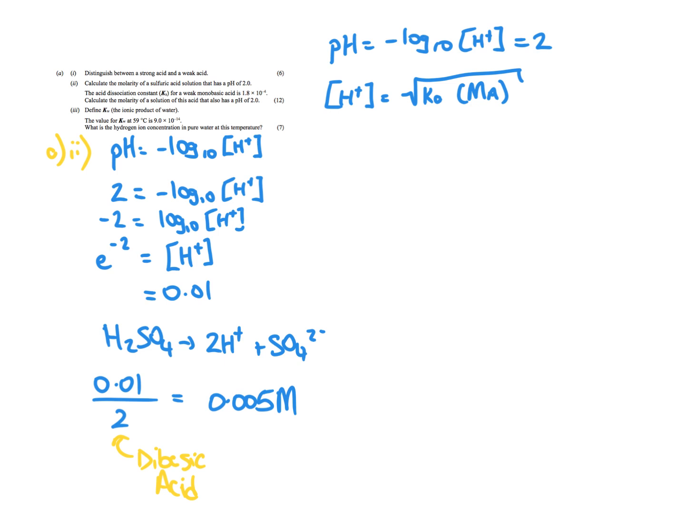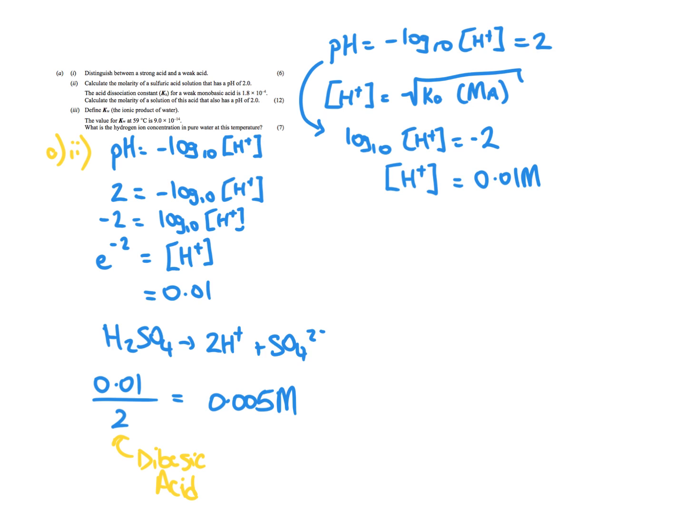So I'm going to rearrange my first equation to get the H plus ion on its own. That gives me log to the base 10 of the H plus ion is equal to minus 2. So that means the concentration of the H plus ion is going to be 0.01. Because this is a monobasic acid, it's a 1:1 ratio, so the H plus ion concentration is still 0.01.